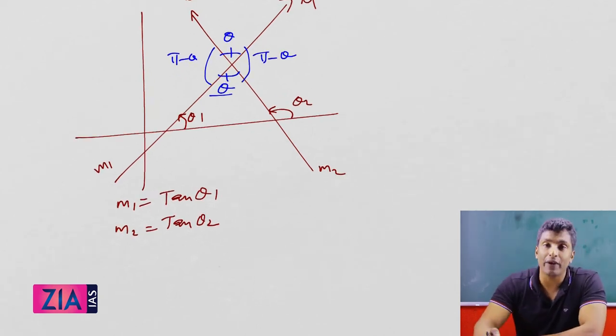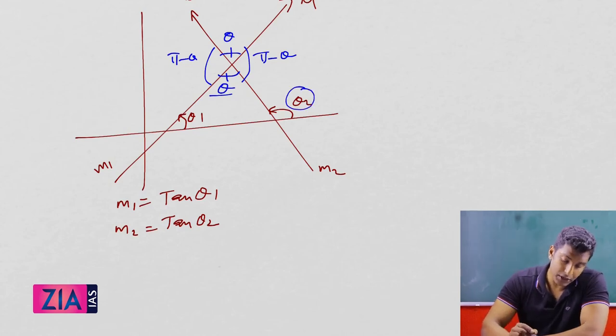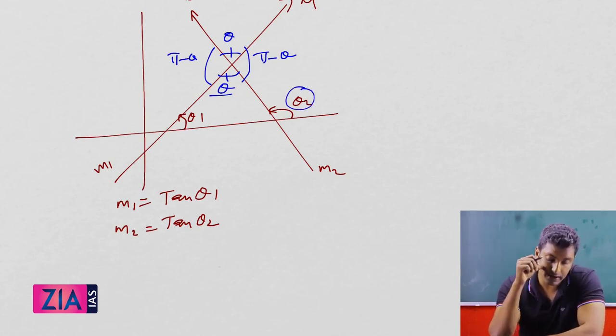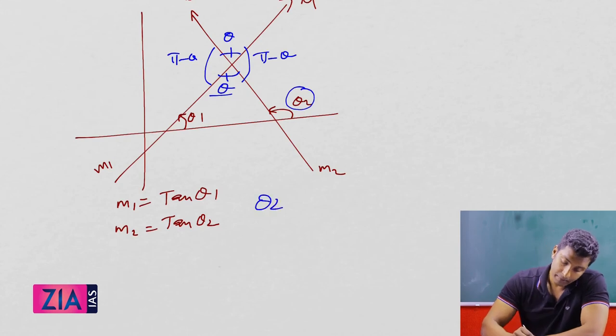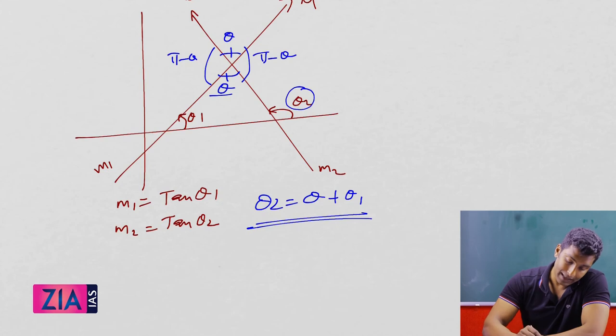Okay. Now what I need to find is theta. Can you tell me theta 2? What will be theta 2 in terms of theta 1 and theta? See, theta 2 will be theta plus theta 1. You know that, right? Otherwise, you can think in this way.